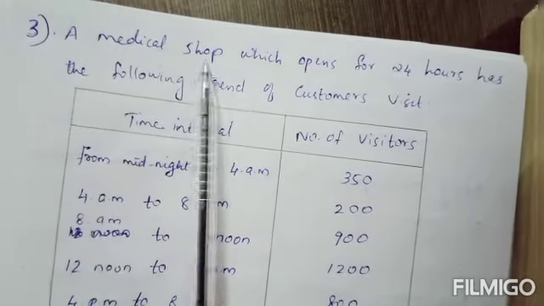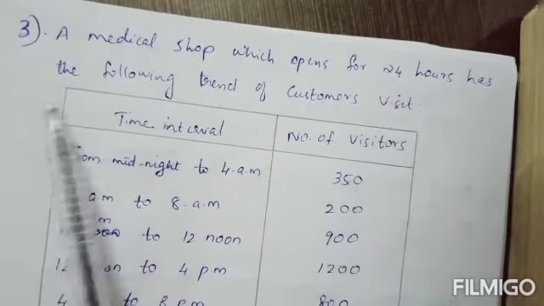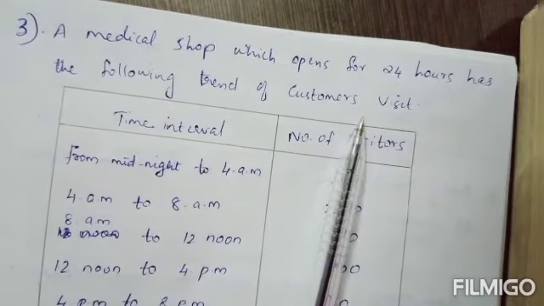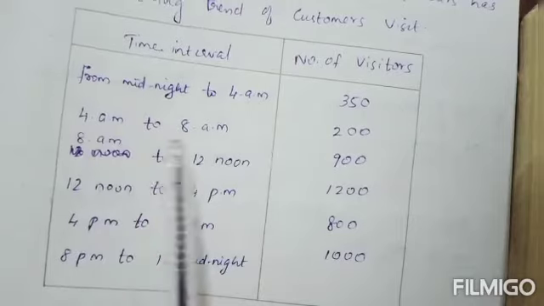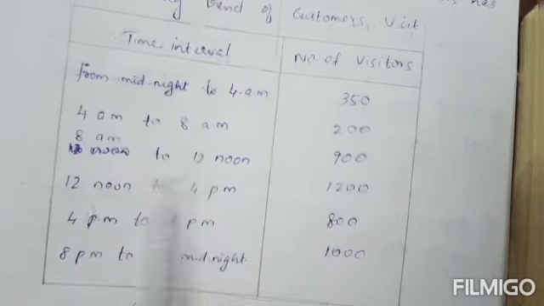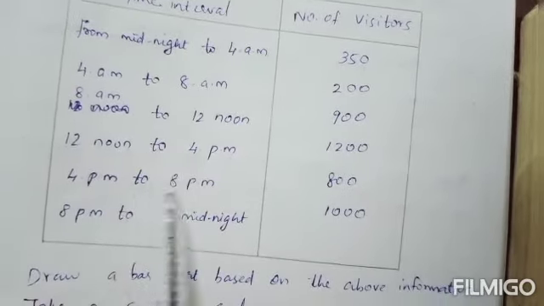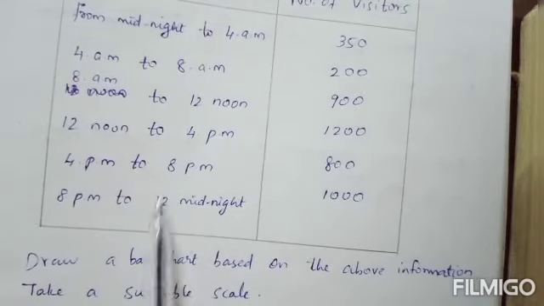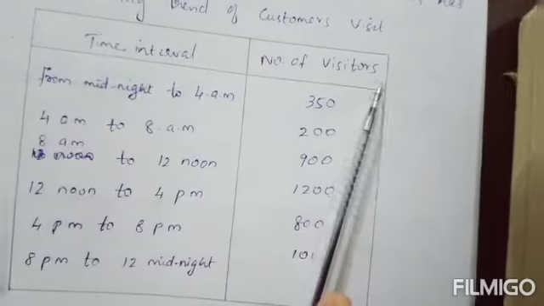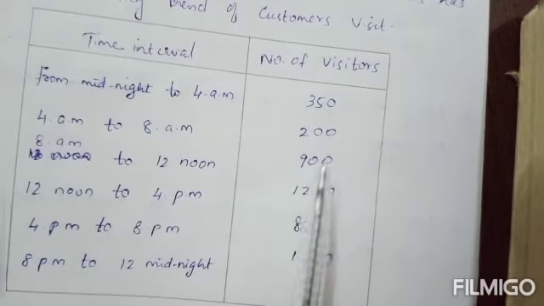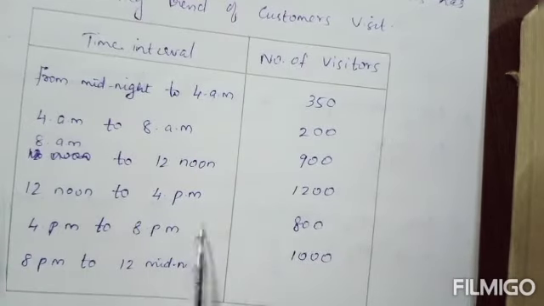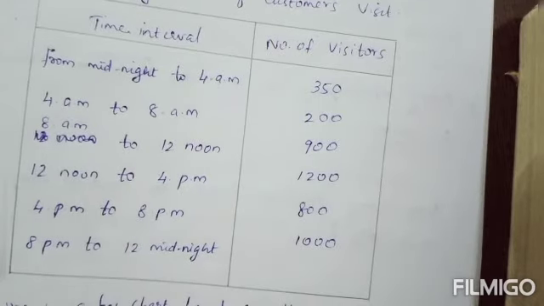A medical shop which opens for 24 hours has the following trend of customers visit. Time interval from midnight to 4 a.m., 4 a.m. to 8 a.m., 8 a.m. to 12 noon, 12 noon to 4 p.m., 4 p.m. to 8 p.m., 8 p.m. to 12 midnight. These are the time intervals and the number of visitors during that time interval. It is given here: 350, 200, 900, 1200, 800, 1000.